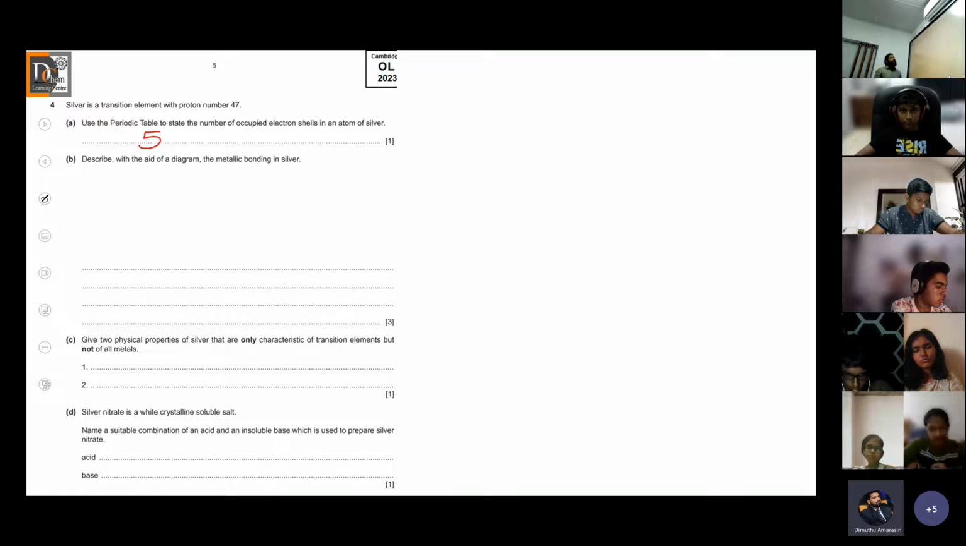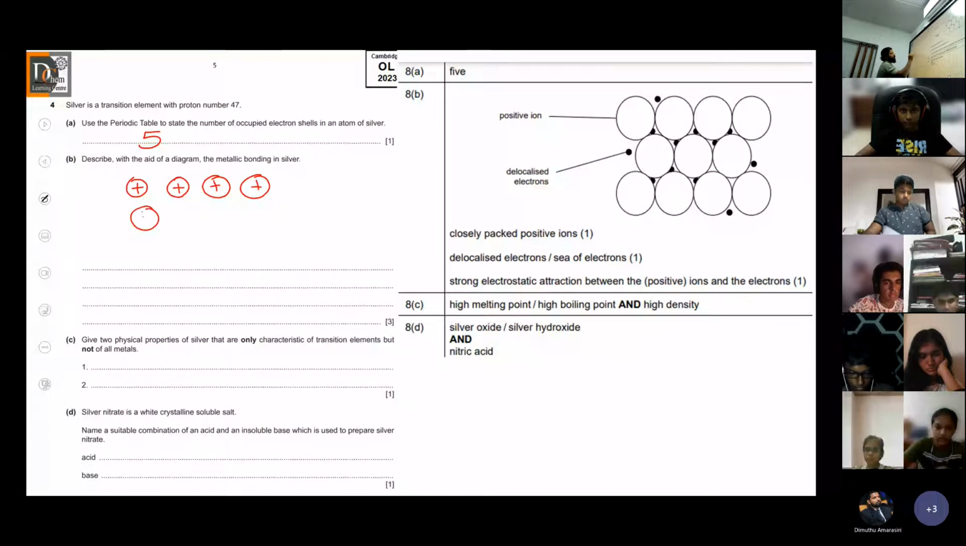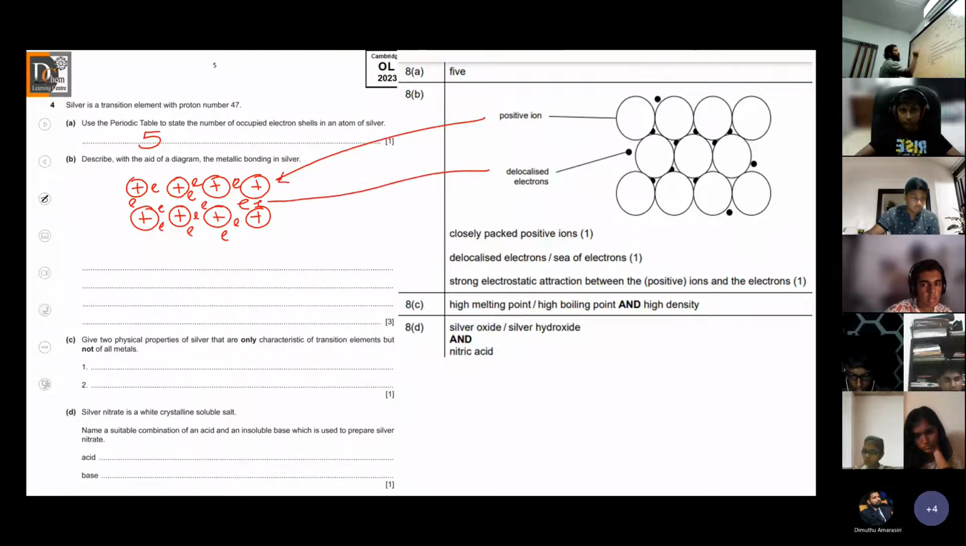Okay. Describe with the aid of a diagram the metallic bonding of silver. That's so easy. I will show you the diagram after this. So you put positive charges and electrons going, right? That's very correct. Crystal structure. So these are the positive ions. These are the delocalized electrons.